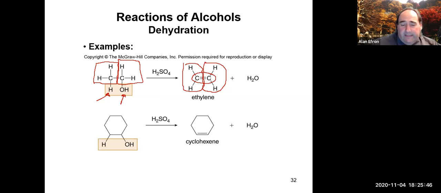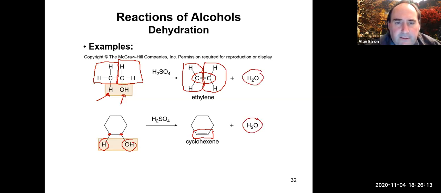Same thing here. If we take it off a ring type structure, we're going to take the H off of here, OH off of here. Again, technically speaking, two different carbons, and that is where we should make our double bond. Again, nothing weird happens here. It doesn't open up or anything like that, but we make that double bond right where we took that H and OH off, basically to make water.